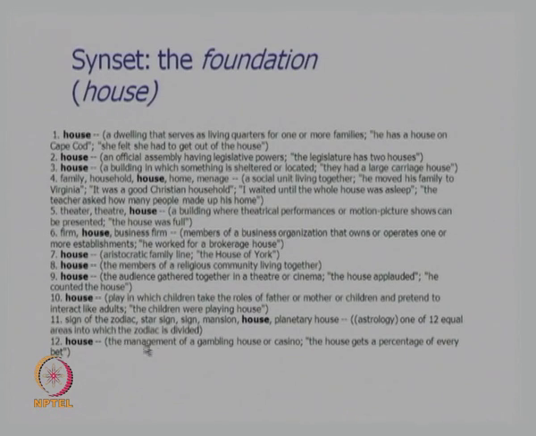House can also mean the management of a gambling house or casino. The house gets a percentage of every bet. So, one sees here 12 senses of house, and one may not agree with all these senses and their location and their arrangements.